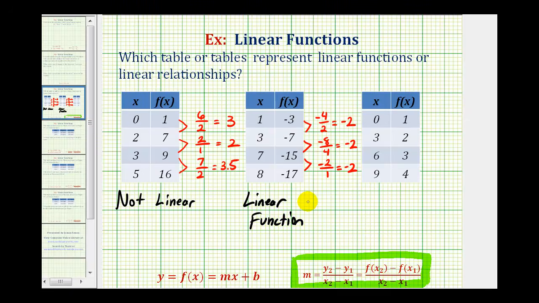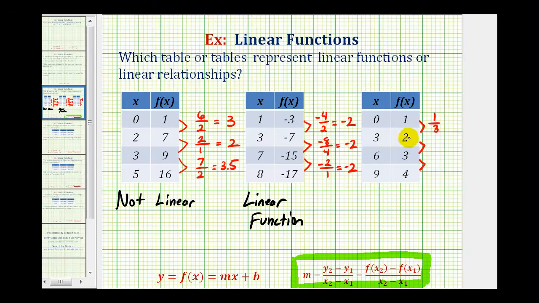We have one more table to check. So we'll determine the rate of change here, here, and here. Again, the change in the function values would be 2 minus 1, that's 1. The change in the x values, 3 minus 0 is 3. The rate of change is 1/3 here.